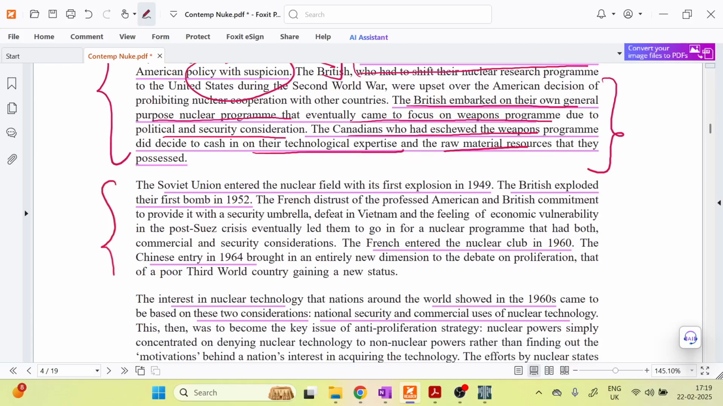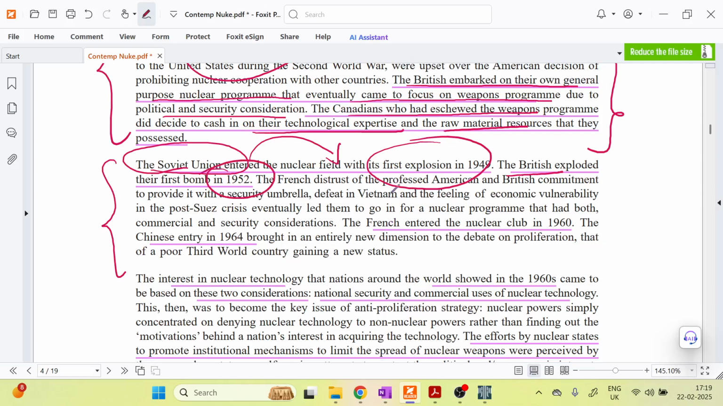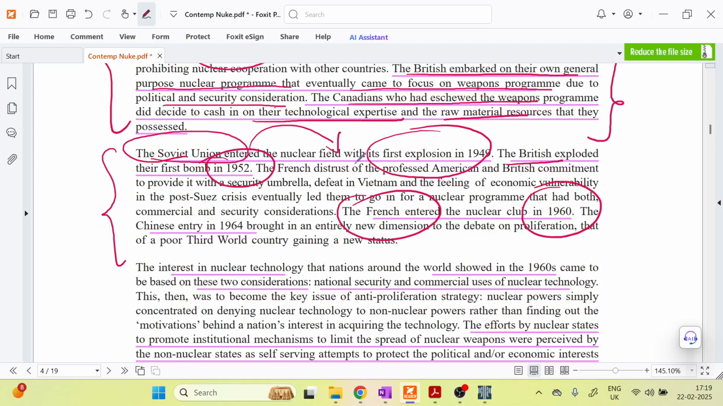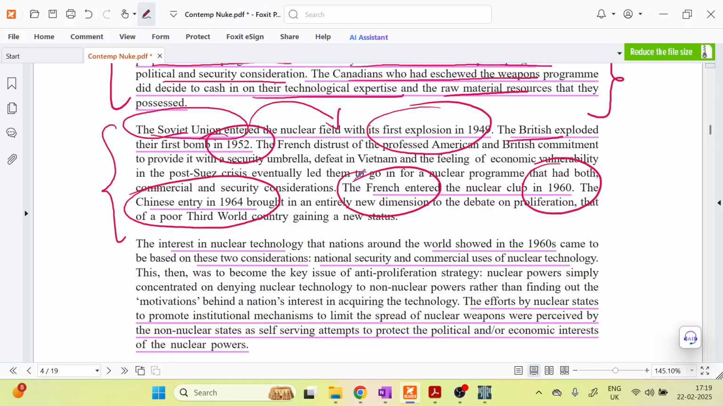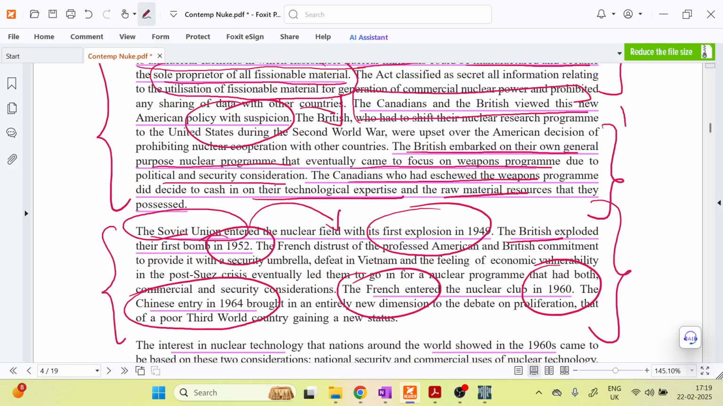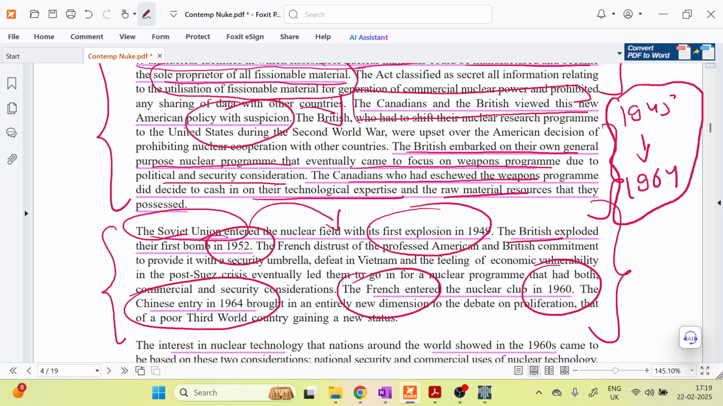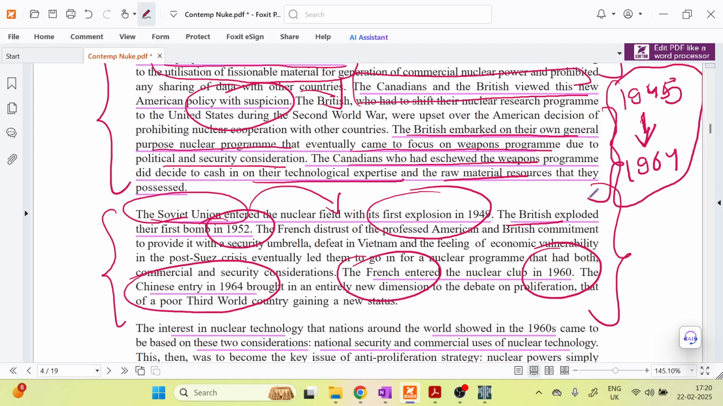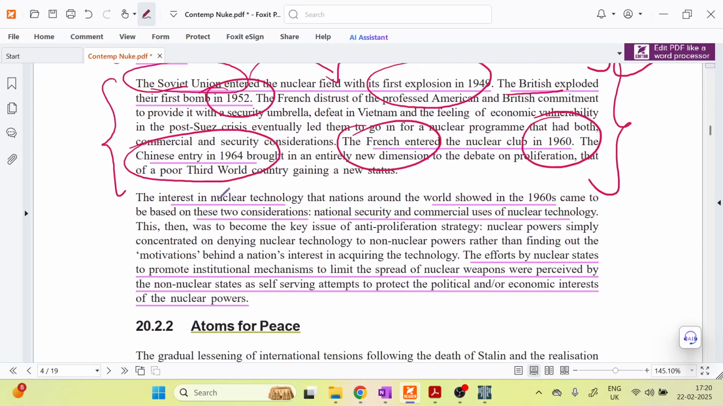After some time, the Soviet Union also entered the nuclear field with the first explosion in 1949. The British exploded their first bomb in 1952. The French entered the club in 1960, and China entered in 1964. So you can see that from 1945 to 1964, all of the major powers had acquired this technology one way or another, and they also tested their nuclear weapons without the aid of the United States.